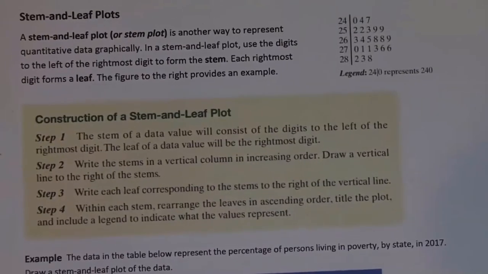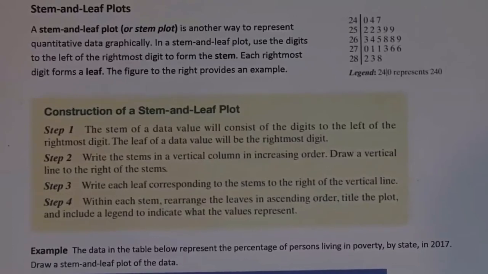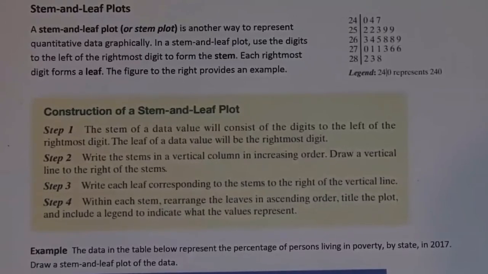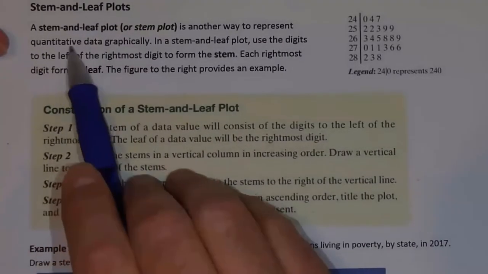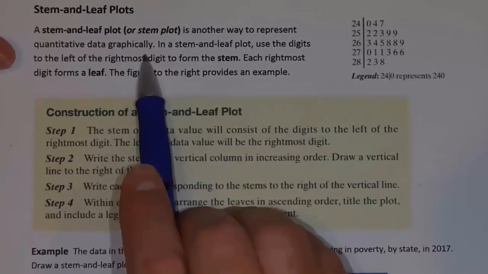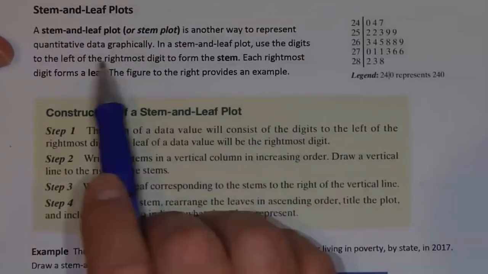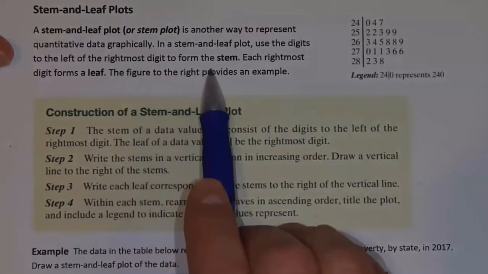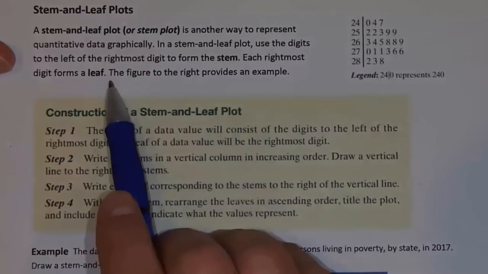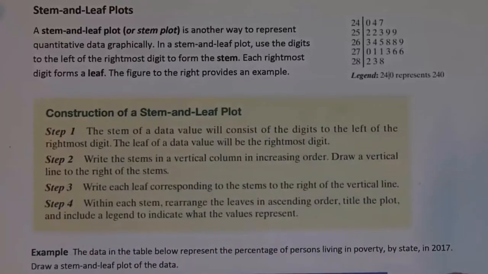So another kind of graph that does the same kind of job as creating a frequency distribution and a histogram is called a stem and leaf plot, oftentimes just called a stem plot. A stem and leaf plot is another way to represent quantitative data graphically. In a stem and leaf plot, we use the digits to the left of the rightmost digit to form the stem, and each rightmost digit forms a leaf. The figure to the right provides an example.